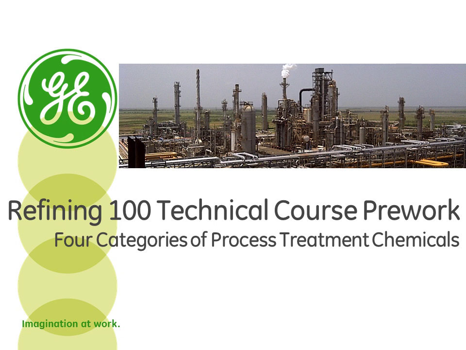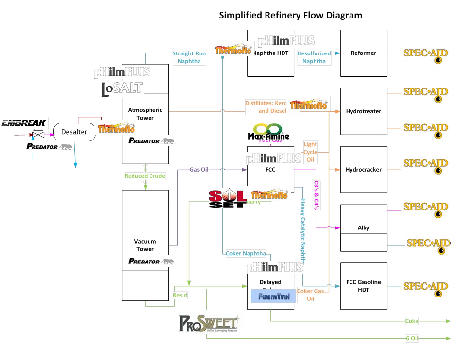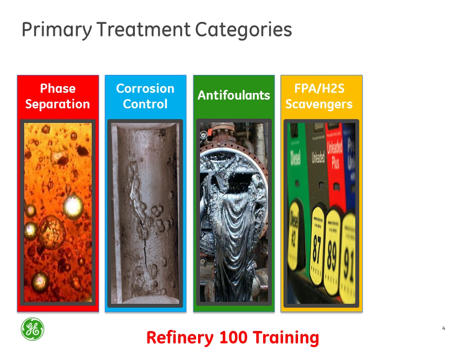Hello, and welcome to a brief introduction of process side treatment chemicals that GE Water and Process Technologies offers in refineries. This is a very simplified flow diagram of a refinery, and these are all of the places, or most of the places, where we can add treatment to help the customer increase his profitability. It's complicated, but it comes down really to basic categories of treatment: phase separation, corrosion control, antifoulants, and what we call finished product additives, which includes H2S scavengers.